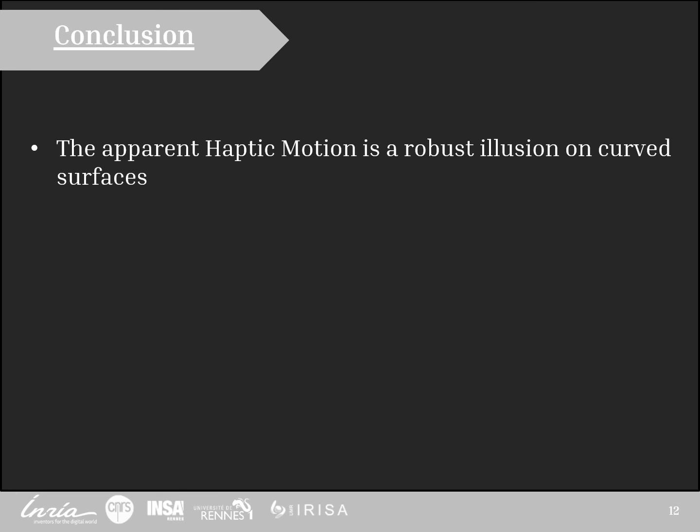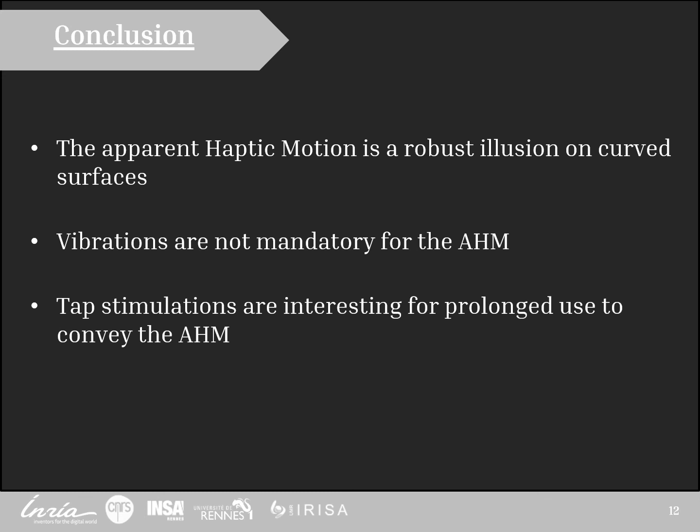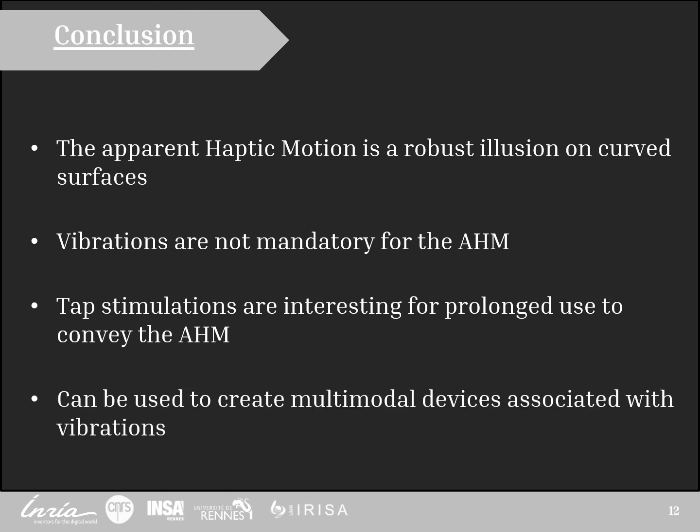At the end, we found that the apparent haptic motion is a robust illusion on curved surfaces. We also found that vibrations are not a mandatory factor to create the apparent haptic motion. Besides, tap stimulations are interesting for prolonged use to convey the apparent motion illusion, and it can also be used to create multimodal devices associated with vibrations, for example.